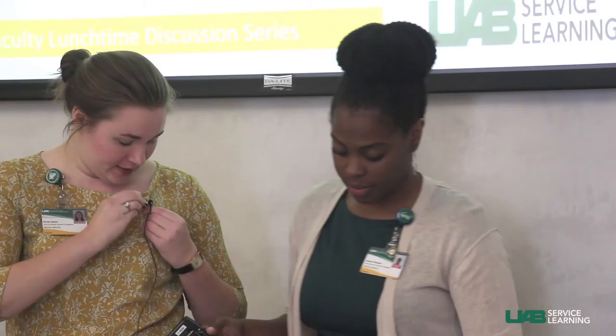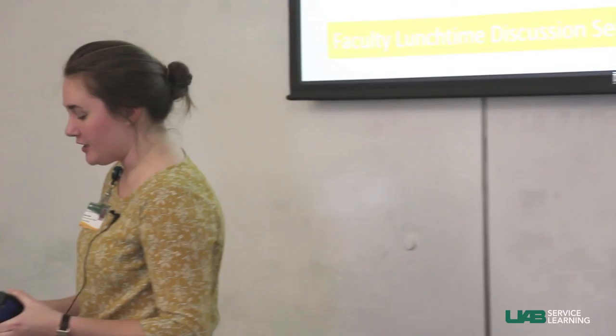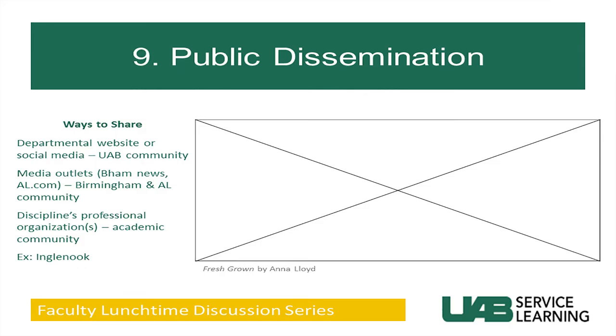All right, so our last key to successful service learning is public dissemination. So when your service learning course is complete, you need to educate the public about what your students did. You can do this with the UAB community by putting it on your departmental website or through social media. There's the Birmingham and Alabama community through media outlets, or even through your academic communities through journals or organizations.